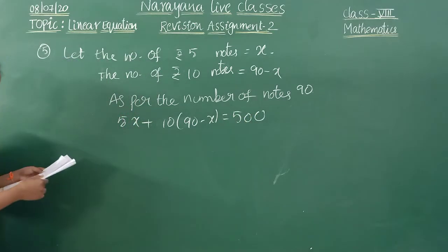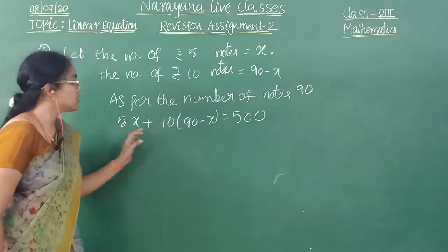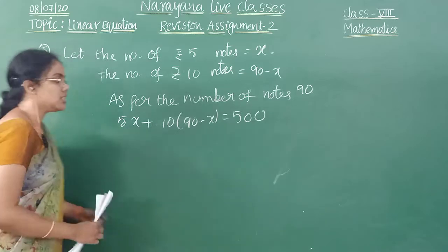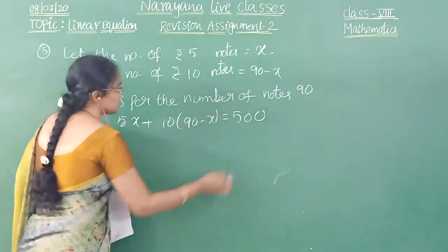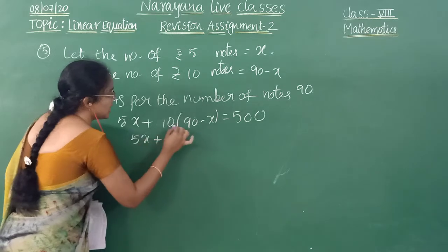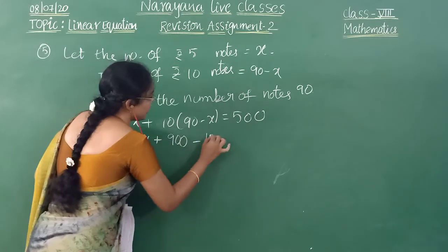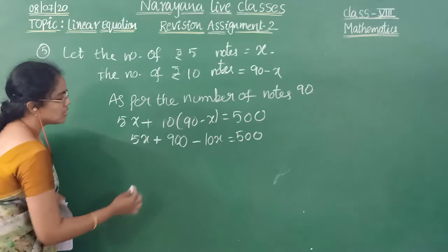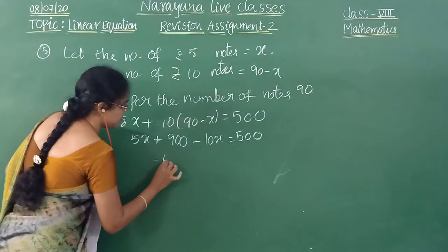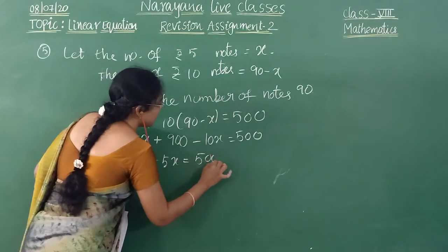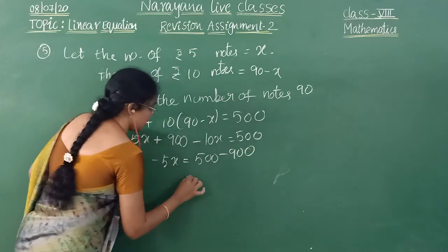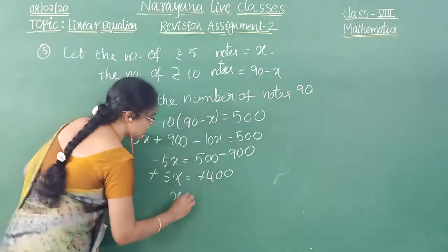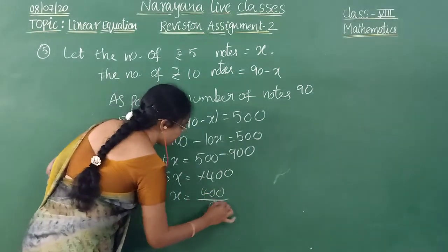The total is 500. 5 rupee notes are x, 10 rupee notes are 90 minus x. The equation framing is 5x plus 10 into (90 minus x) equal to 500. 5x plus 900 minus 10x equal to 500. So 5x minus 10x is minus 5x, and 500 minus 900 is minus 400. Both sides minus cancel. x is equal to 400 by 5, which is 80.